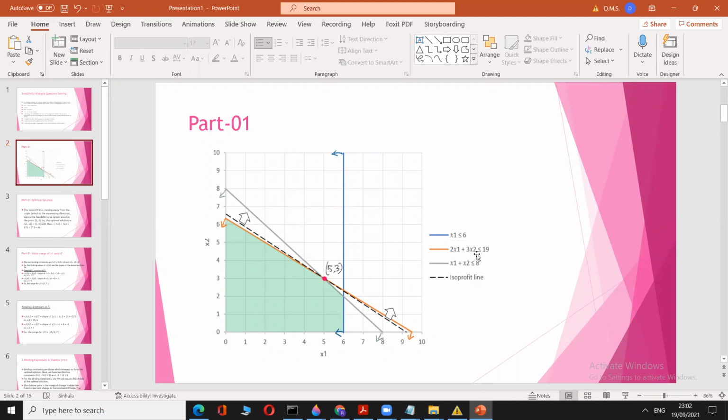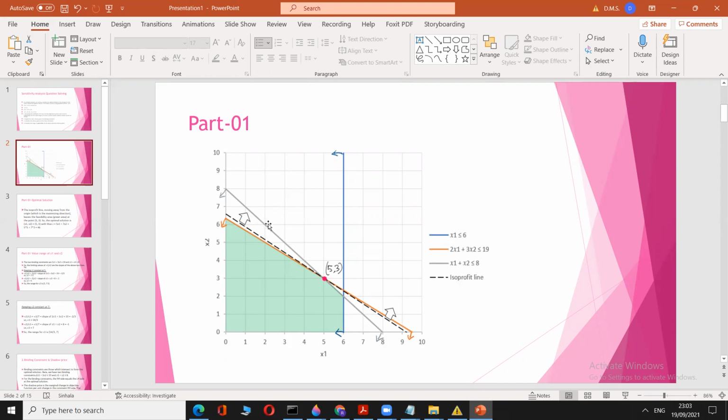2x1 plus 3x2 less than or equal to 19, that is a binding constraint, and x1 plus x2 less than or equal to 8, that is also a binding constraint. And this one is also a constraint, but it is not a binding constraint: x1 less than or equal to 6. I will later explain how this is not binding, and how these two are binding constraints.